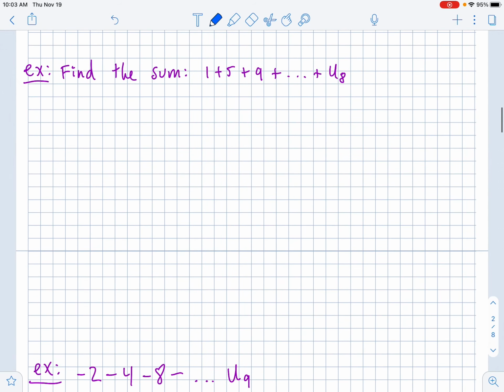First up, find the sum of 1, 5, 9, and so on, all the way up to the 8th term. The first thing I notice is that it's arithmetic. It's going up by 4 each time. So I'm going to use the arithmetic series formula. If I'm going to find 8 terms, S sub 8, that's going to be n over 2, which is 8 over 2, times 2 times the first term, which is 1, plus n minus 1, but the n is 8, so we can do 8 minus 1, times the common difference, which is 4.